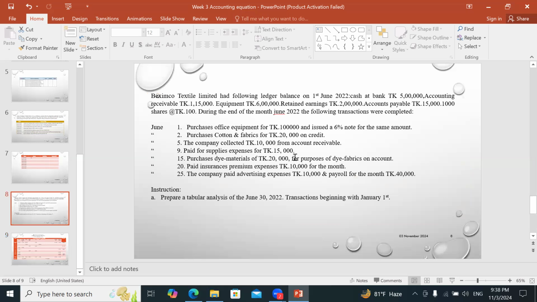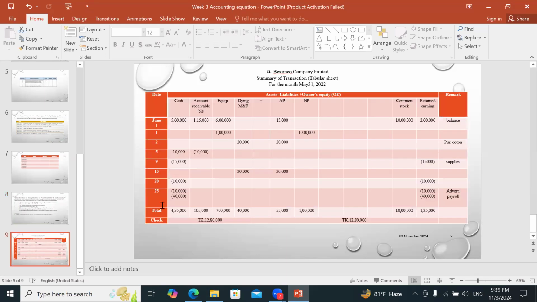And then another capital, that's my common stock: 1,000 shares at 100 per share, so maybe 100,000. Yes, this is the common stock.